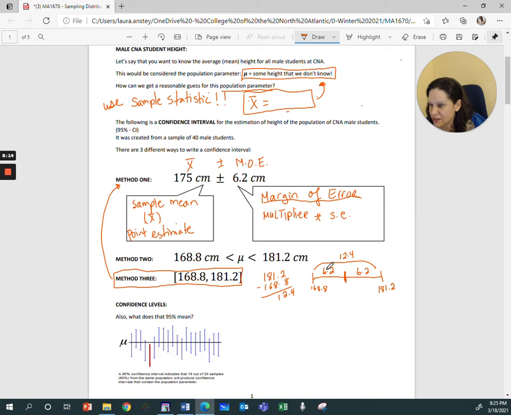How can we figure out this middle number of 175? Well, we can add this on here and we'll get 175, or if we subtract it here, 175. This way we can work backwards and figure out, if we're given this, what our sample mean is and what the margin of error is.